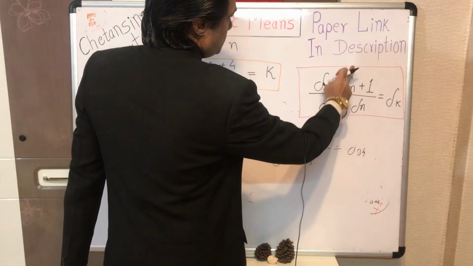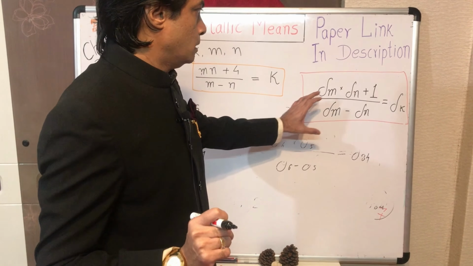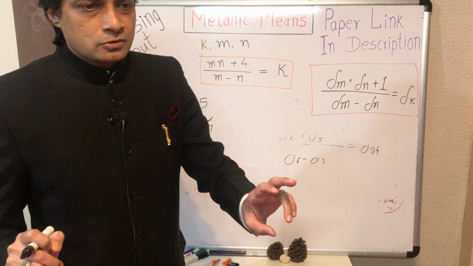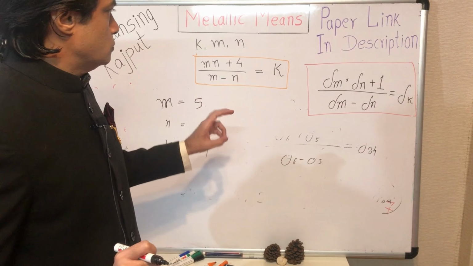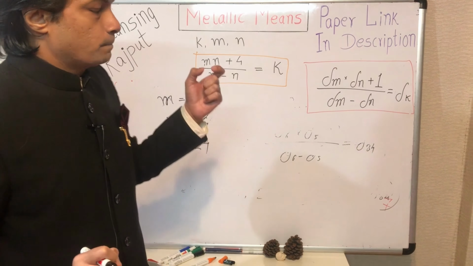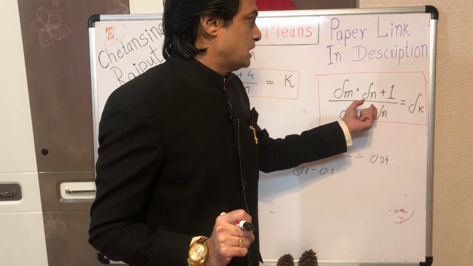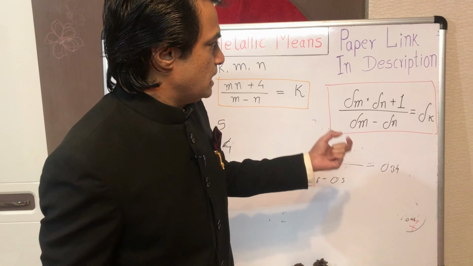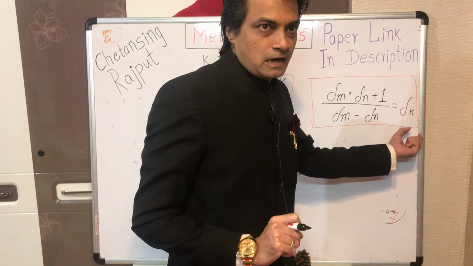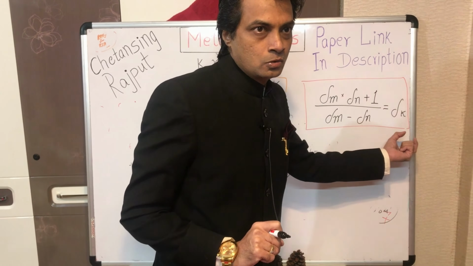Okay, so it's a generalized formula. Any two metallic ratios can generate the precise, the exact value of third metallic ratio. Any mth and nth metallic means can give the exact value of any kth metallic ratio. The only prerequisite is this thing here.